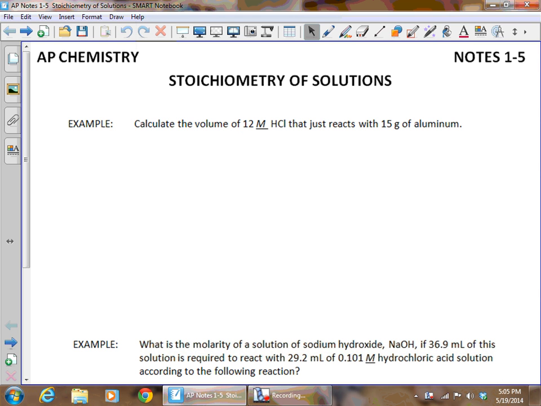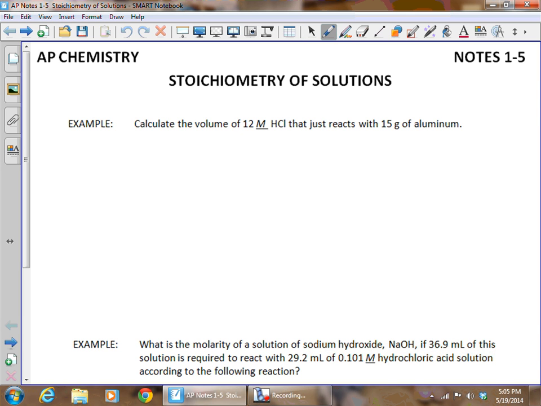Let's talk about the stoichiometry of solutions this time. The example here says that we want to calculate the volume of 12 molar HCl that just reacts with 15 grams of aluminum. Well, the first thing we need in any kind of stoichiometry problem is a balanced chemical equation, so let's do that first.